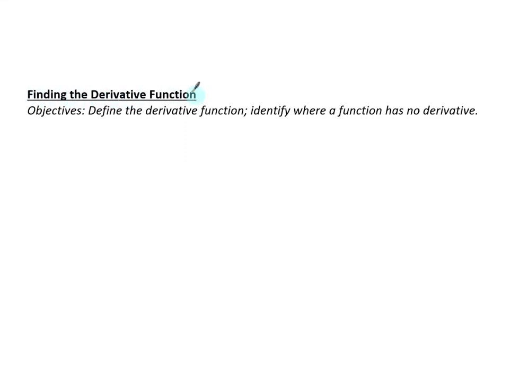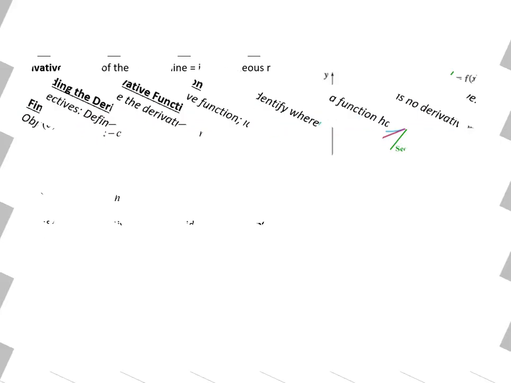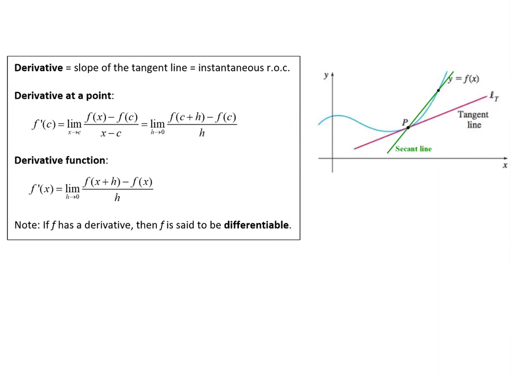Finding the derivative function. Our objectives are to define the derivative function and identify where a function has no derivative. Recall that derivative means slope of the tangent line. That's also the instantaneous rate of change.